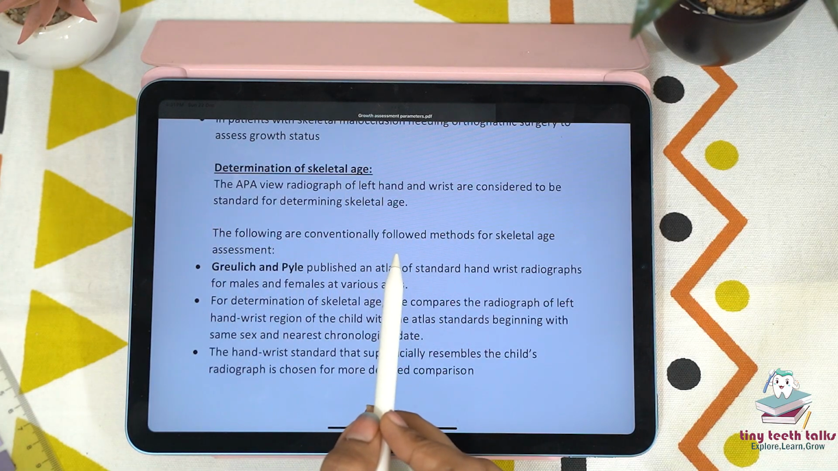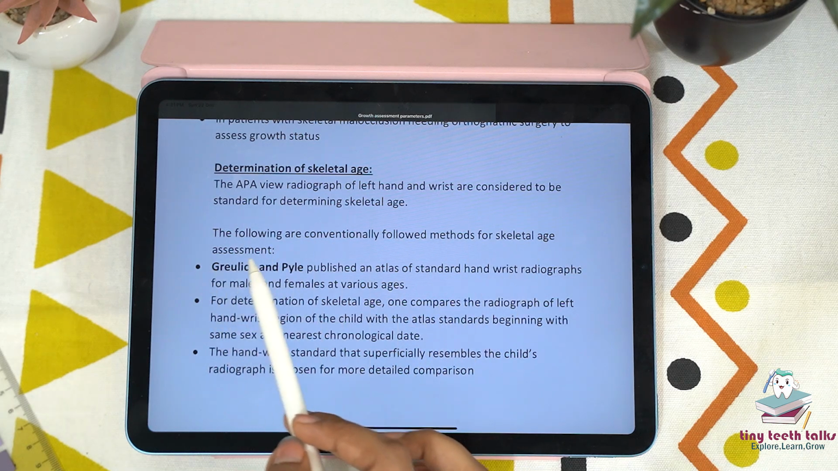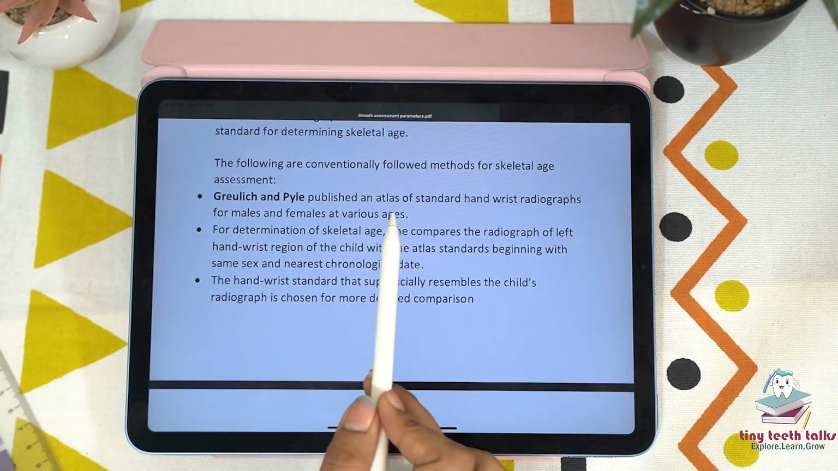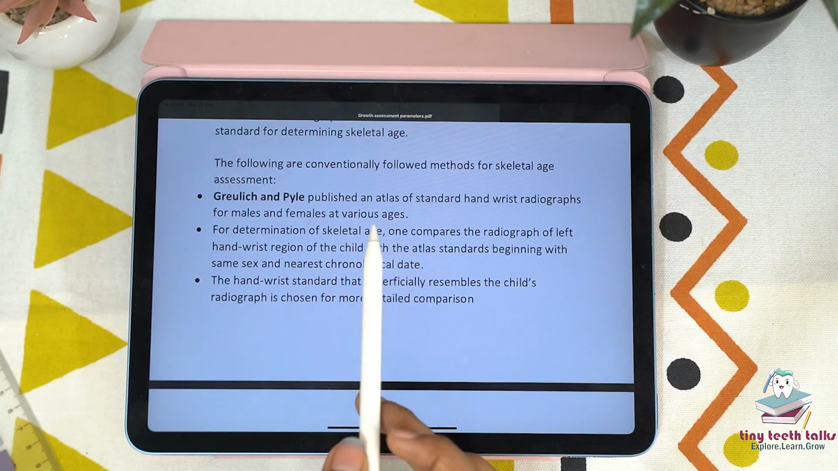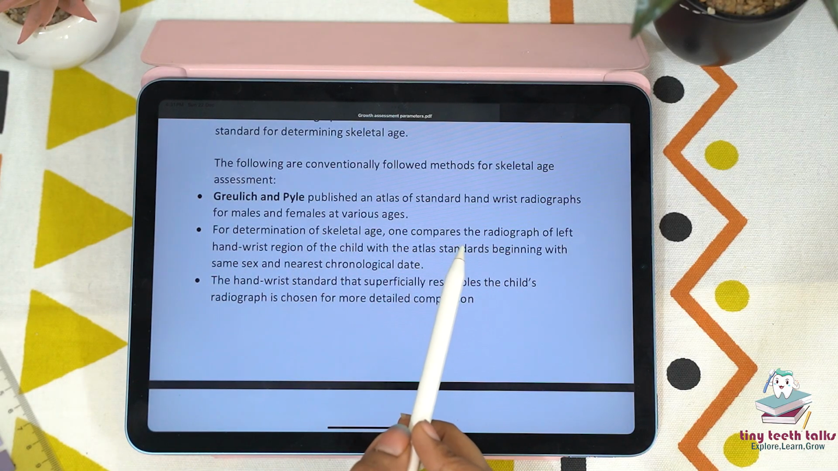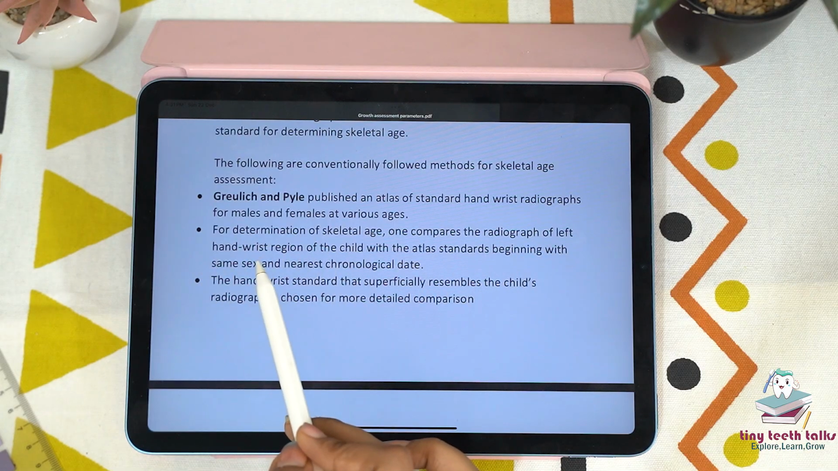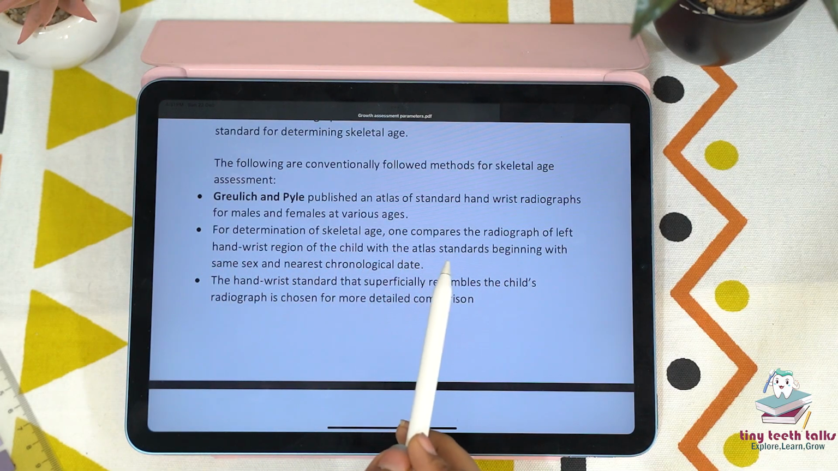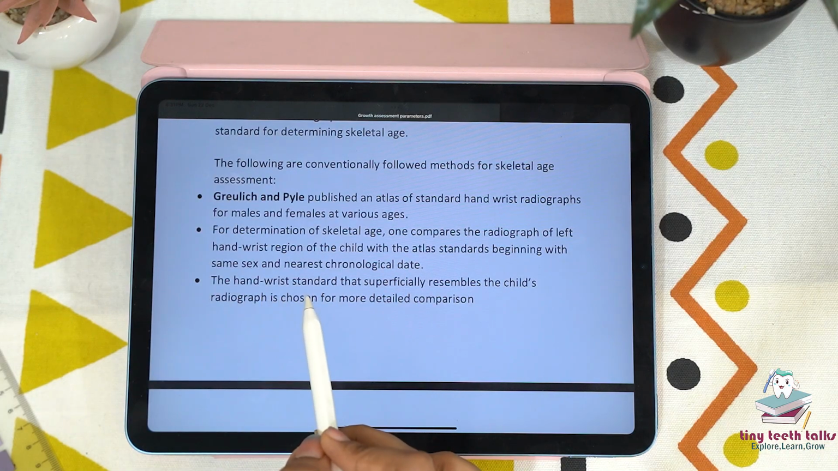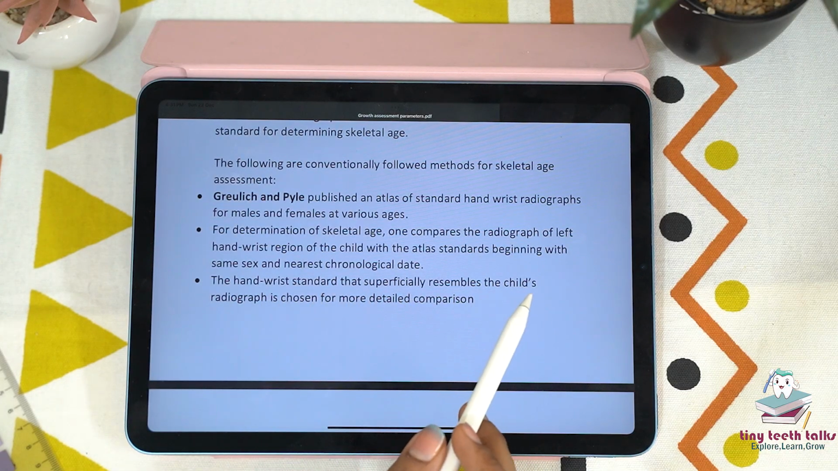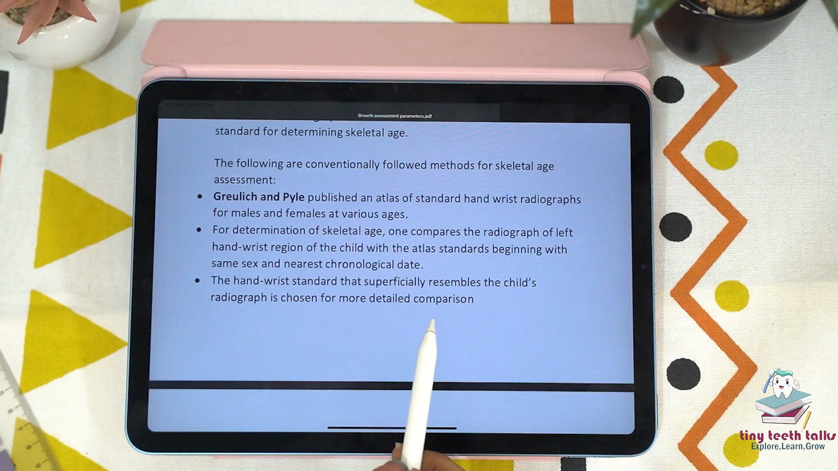The following are conventionally followed methods for skeletal age assessment. Greulich and Pyle published an atlas of standard hand wrist radiographs for male and female at various ages. For determination of skeletal age, one compares the radiograph of the left hand wrist region of the child with the atlas standard, beginning with the same sex and nearest chronologic date. The hand wrist standard that superficially resembles the child's radiograph is chosen for more detailed comparison.